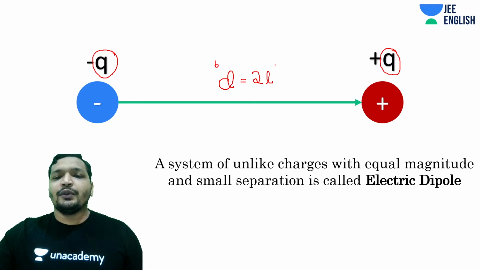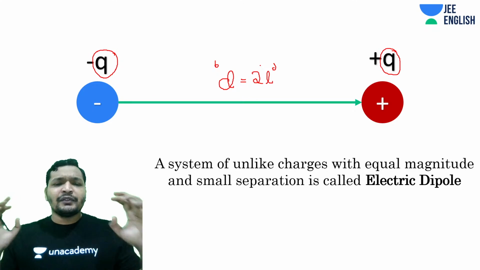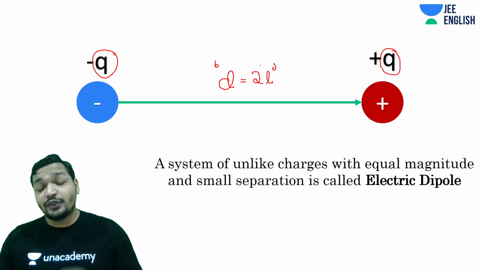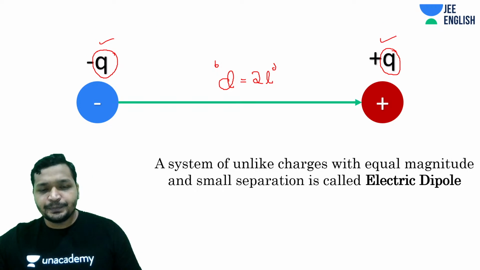We'll come to this point. What is this 2L? Why are we making use of 2L? So there is a small separation between two charges. Then we call them two unlike charges. One should be positive and the other should be negative. And we say that this is the electric dipole.